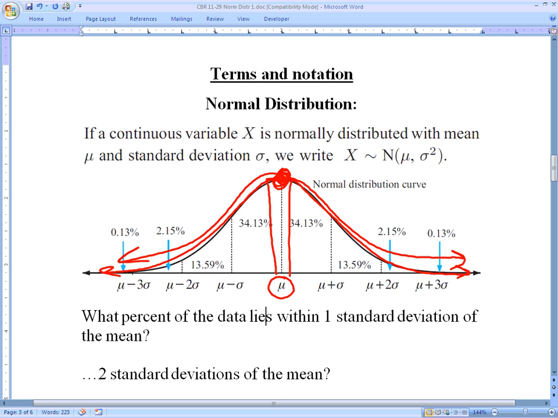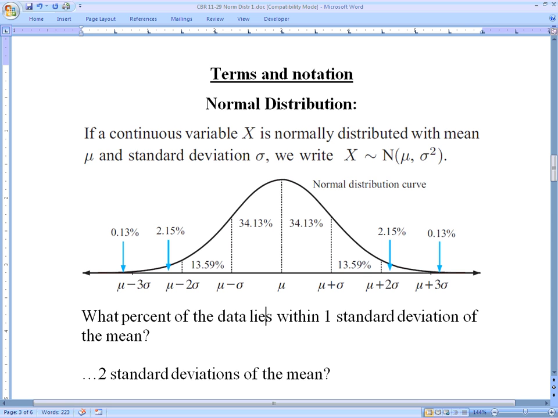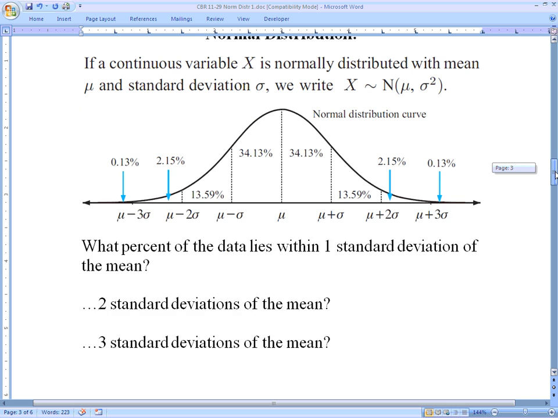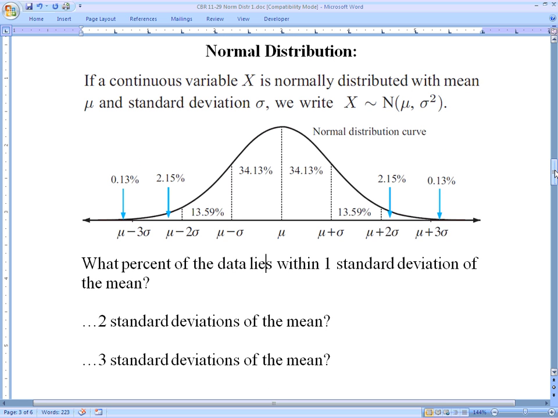Now, if it's truly normally distributed, and again, they would have to tell us that it is, then there are certain percentages that go along with the distance that we are from the mean. And we measure that with the standard deviation. We've talked in previous lessons about how to find the standard deviation. Now we can use that to measure how far we are away from the mean. So based on this picture here, what percent of the data lies within one standard deviation of the mean?